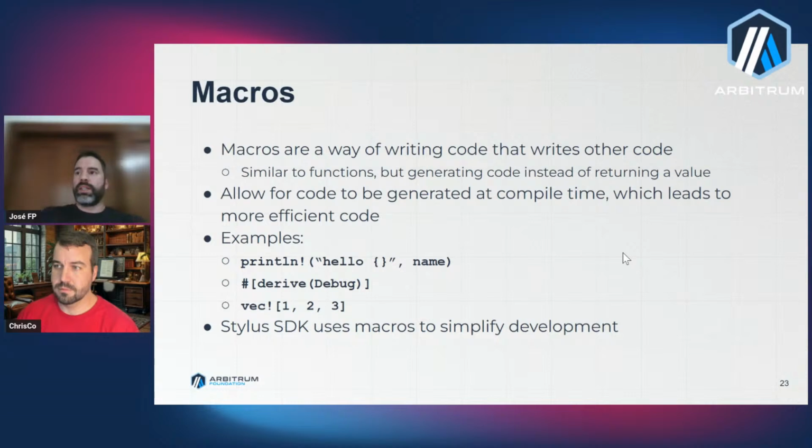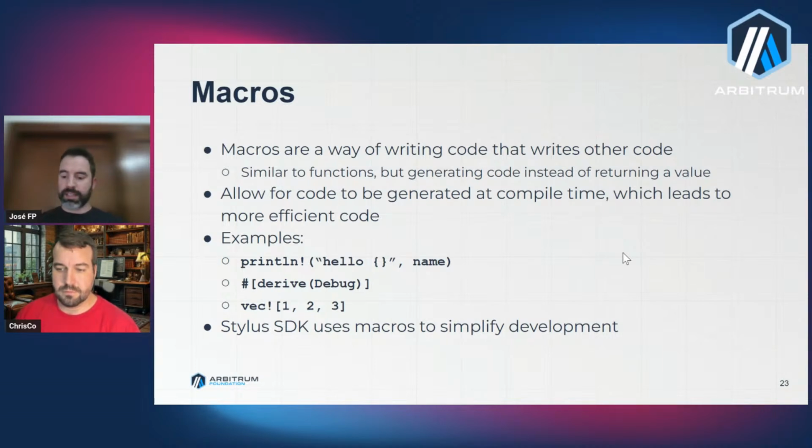Okay, macros. Macros are a way of writing code that writes other code. Okay, this is fun. So they are similar to functions, but functions return a value. In this case, macros generate code, okay? And this happens during compile time.